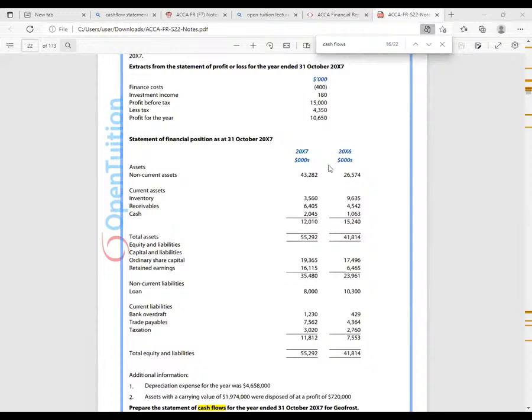So for inventory, what I'm seeing here is that at the beginning we had 96.35, and then we ended up with 35.60. Can somebody try to explain to us: is this a cash inflow or a cash outflow?